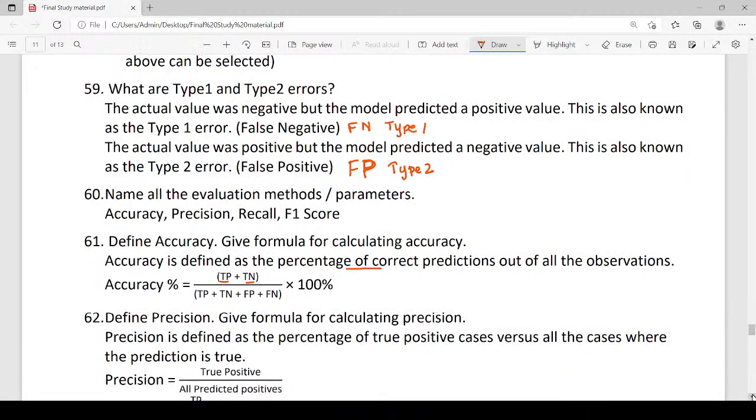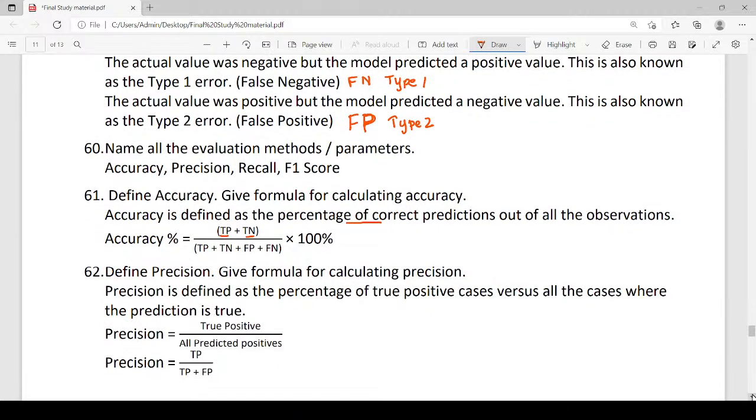Now the next question is precision. Precision is defined as the percentage of positive cases. If you see the confusion matrix where the prediction is yes, we take only TP and FP. So here it is the percentage of true positive cases versus all the cases where the prediction says yes. So it is TP by TP plus FP. So this way you can easily try to remember the formula.